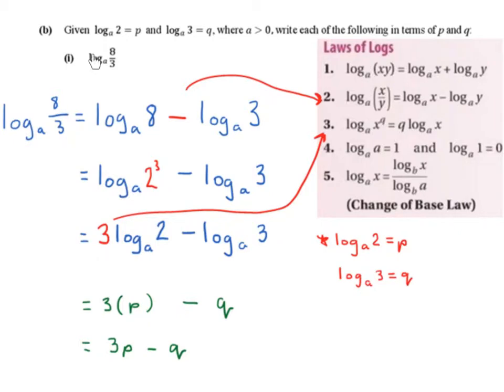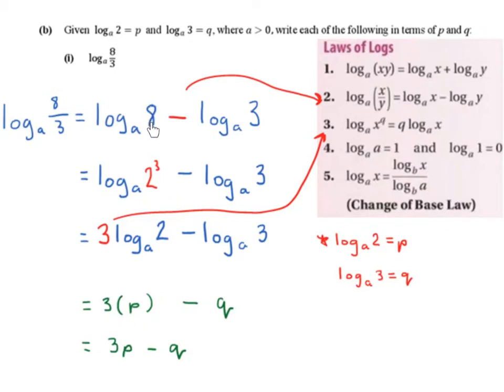So we have log base a of 8 over 3. The first thing we're going to do is use the second law of logs to make the divide become minus. So it breaks up into log base a of 8 minus log base a of 3. The order is important. We cannot have the 3 first. The 8 must come first because the 8 is the numerator.